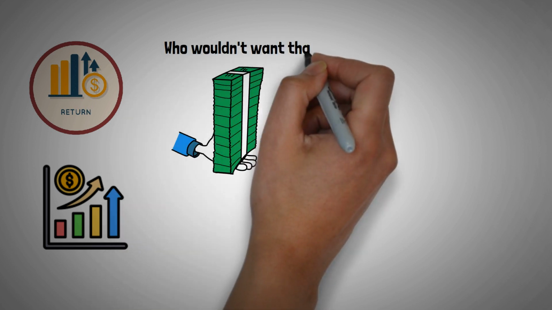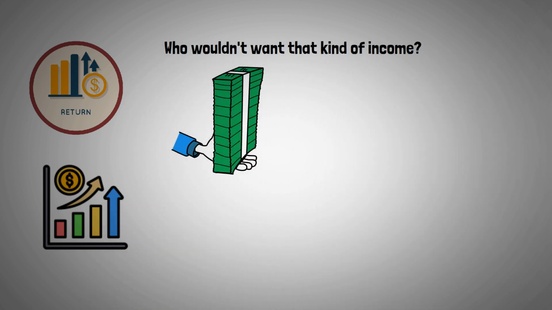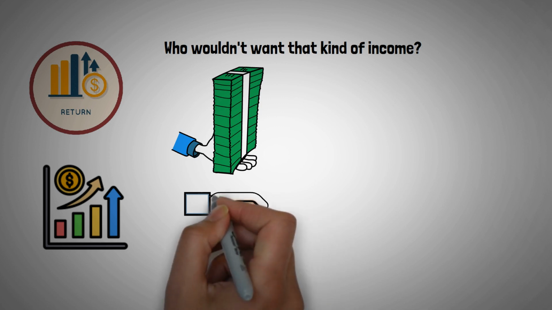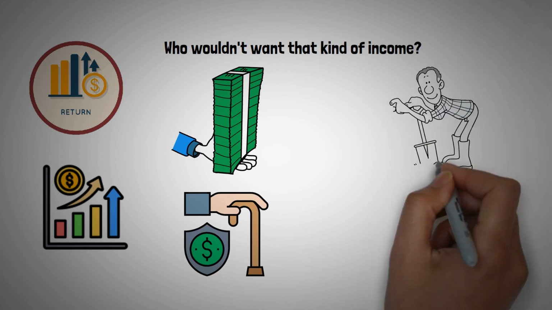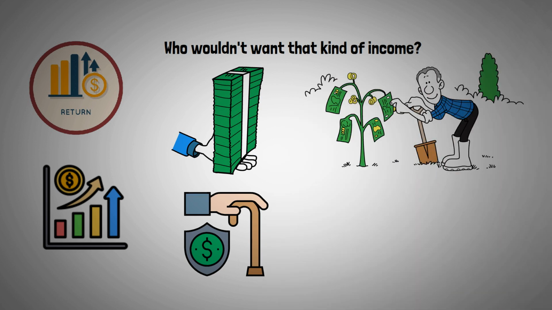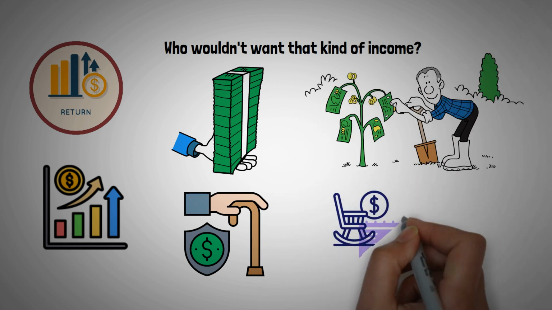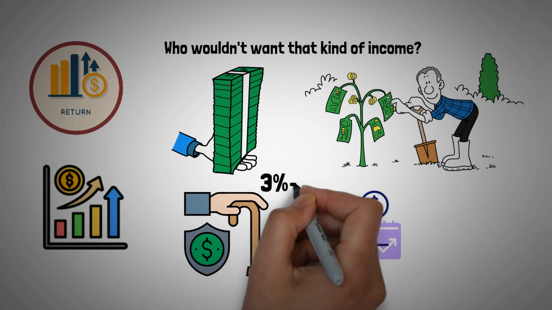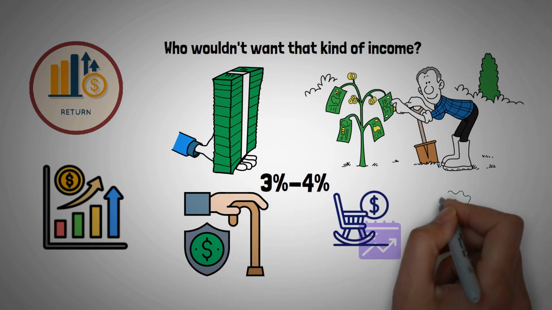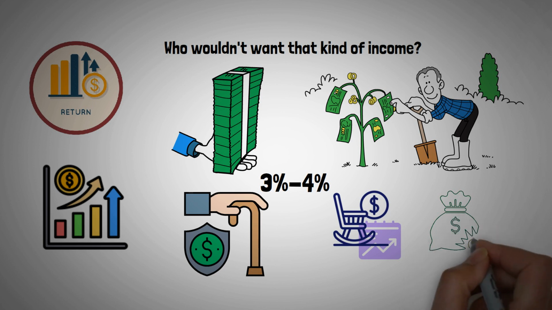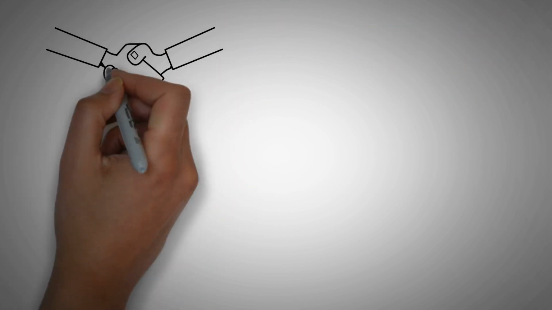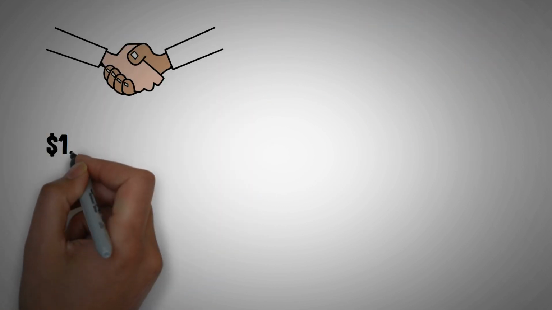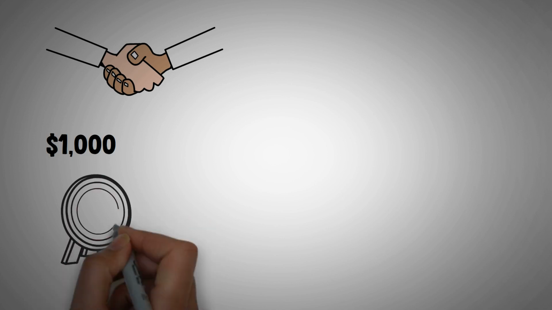Who wouldn't want that kind of income? Dividend stocks are especially great for retirement savings. They not only provide a reliable way to grow your wealth over many years, but also deliver a constant flow of income once you retire. You can use the 3 to 4% dividend income to cover your living expenses, all while the stock values keep increasing. Sounds perfect.